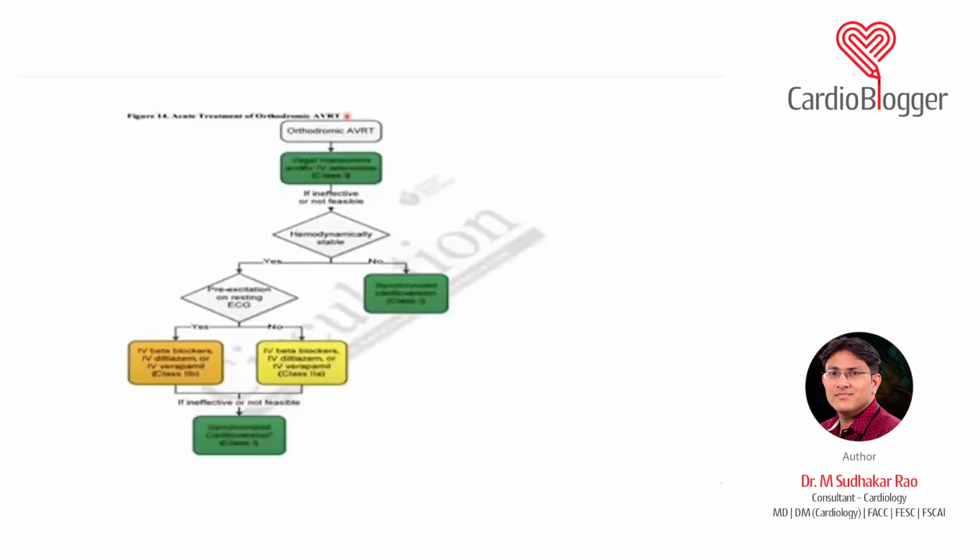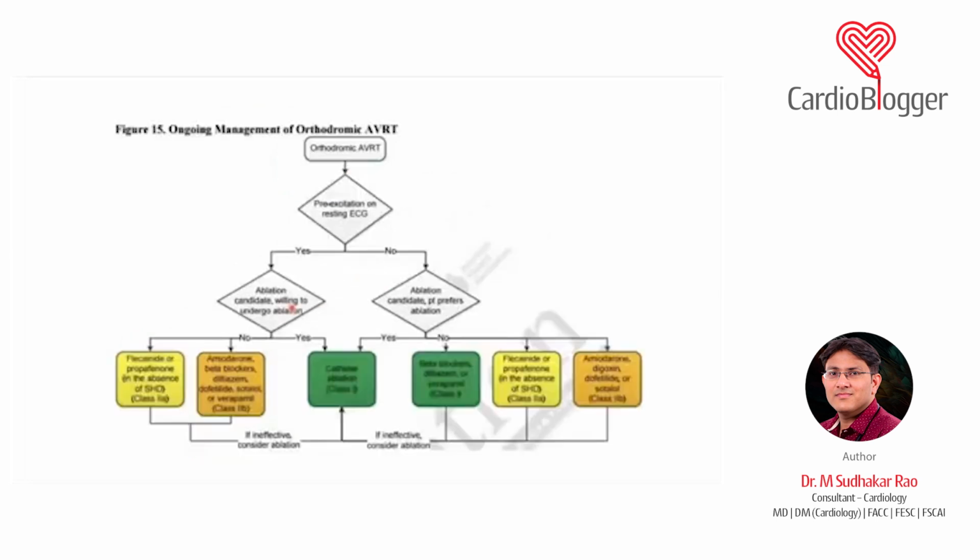Again, the management remains the same for orthodromic, because they are a narrow QRS tachycardia, which reverts with the vagal maneuvers and adenosine. Success is still 80 to 90%, but lesser than that of AVNRT. If the patient is hemodynamically unstable, then you should always do a cardioversion. However, if the patient is hemodynamically stable and you have a pre-existing pre-excitation on resting ECG, then the drugs remain the same: the beta blocker, calcium channel blocker, that is verapamil and diltiazem. And only if it doesn't revert, then you should try a synchronized cardioversion.